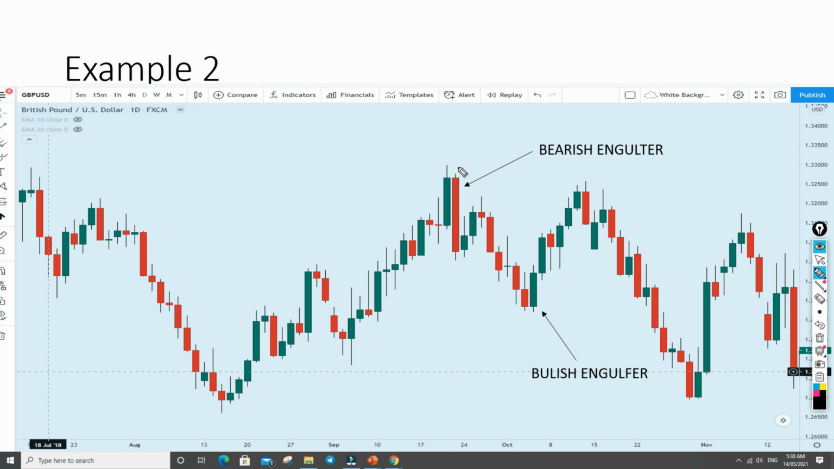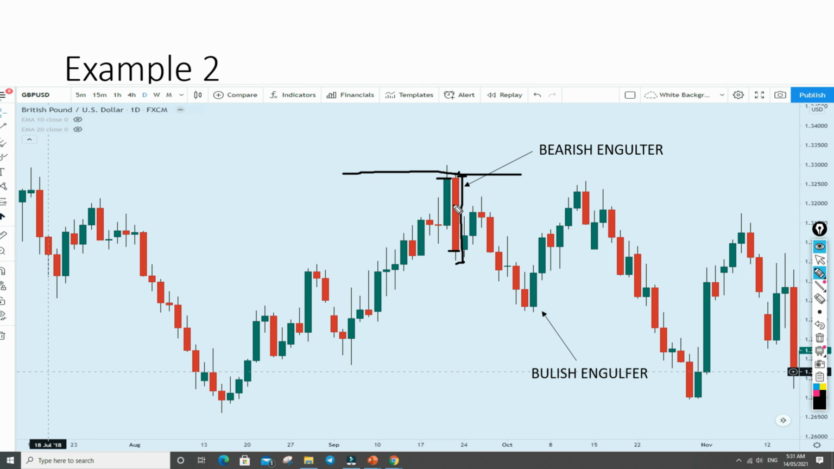This red candle is basically a bearish engulfer. How do you know? See, this candle completely engulfed the previous one. The sellers strongly pushed the price back down, closing below the previous candle's close. So this is a bearish engulfer from the level of resistance.